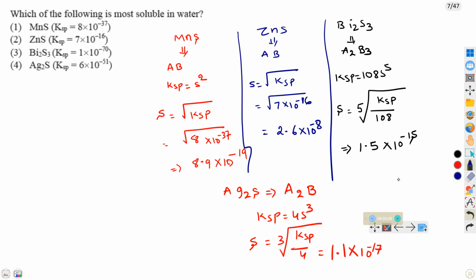Now which is more soluble? Which solubility value is high? Yes, this solubility minus 8 is big number compared with minus 19, minus 15, minus 17. So ZnS is more soluble.